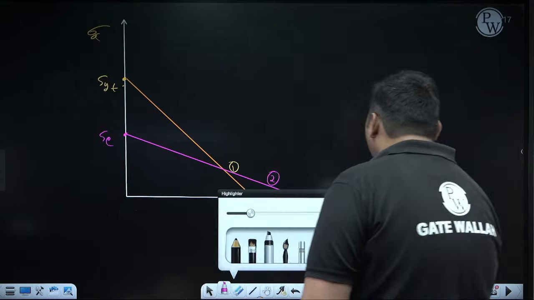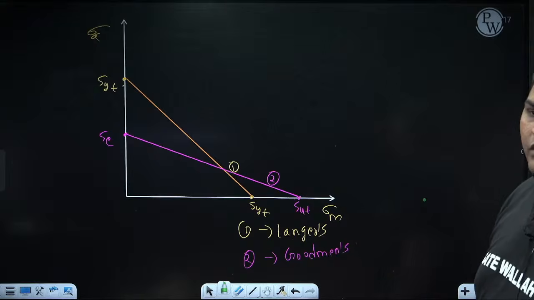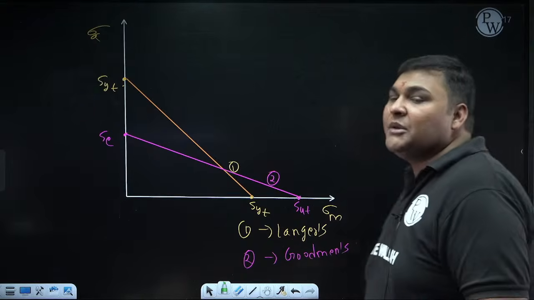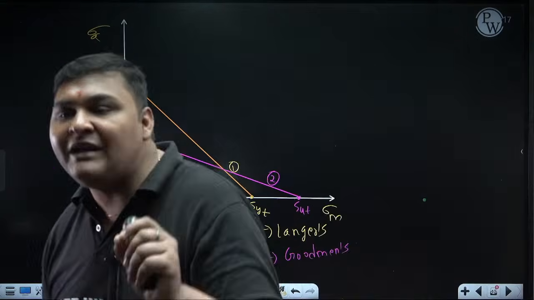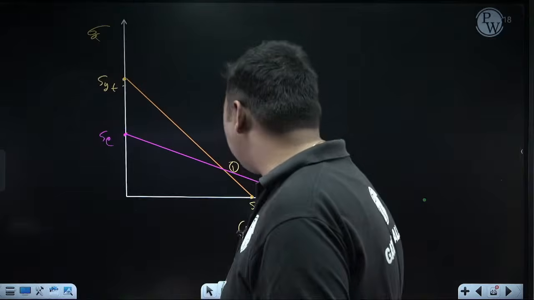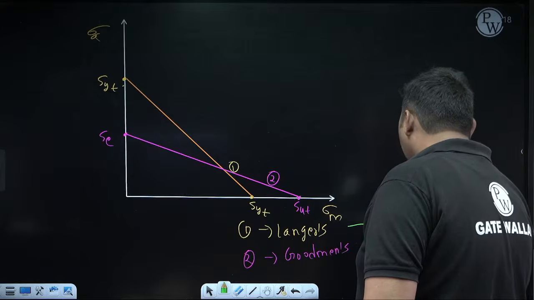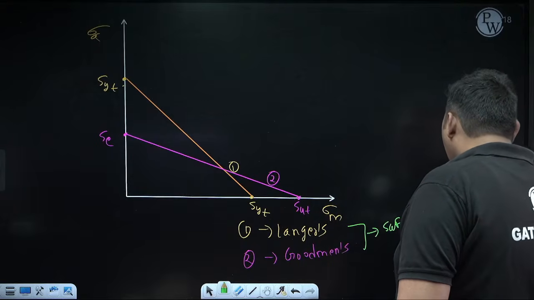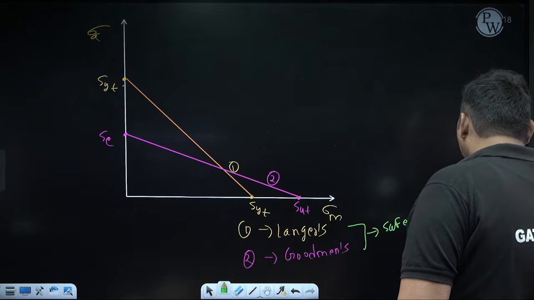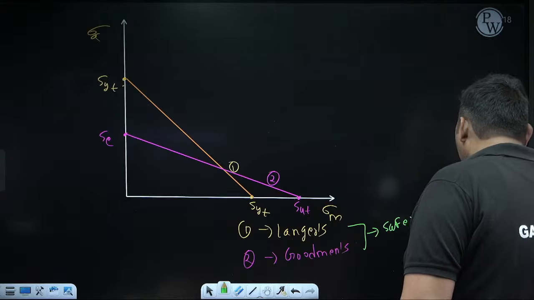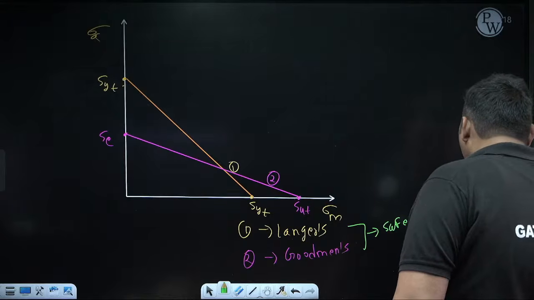Now what is modified Goodman? That is important. See, modified Goodman is nothing but the safer criteria between Langer and Goodman. Means for modified Goodman, how can you remember? The safer between Langer and Goodman is modified Goodman.